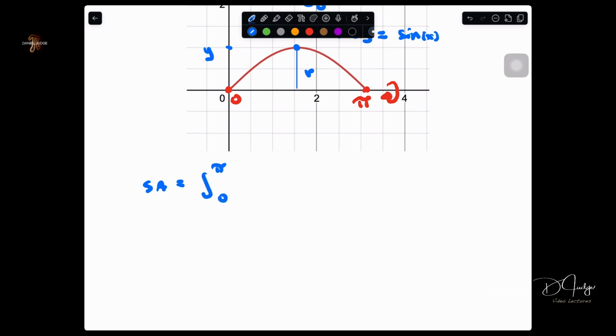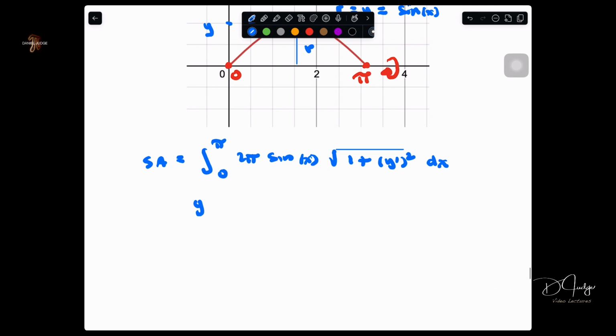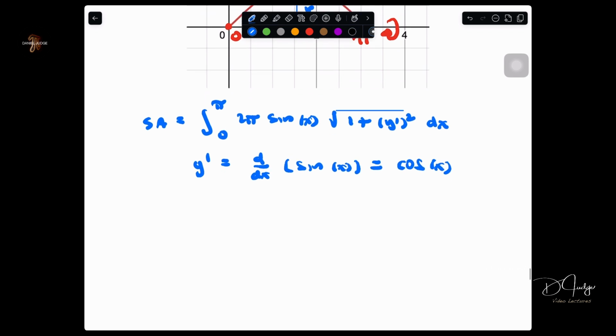The integral from 0 to pi of 2 pi sine x square root 1 plus y prime squared dx. Since y is sine, taking the derivative of the sine curve, the derivative of sine is cosine. So 1 plus y prime squared becomes 1 plus cosine squared. And again, we're going to take the square root.